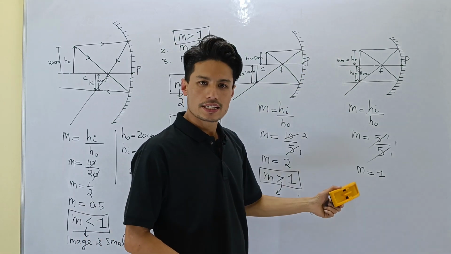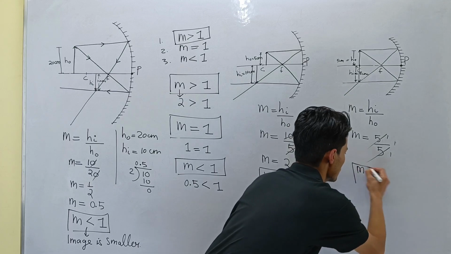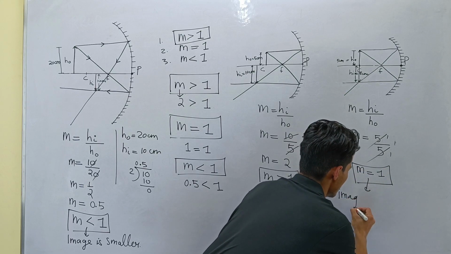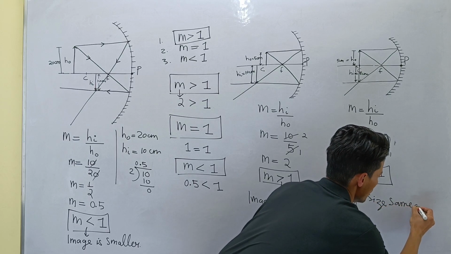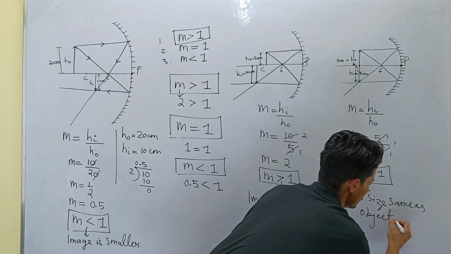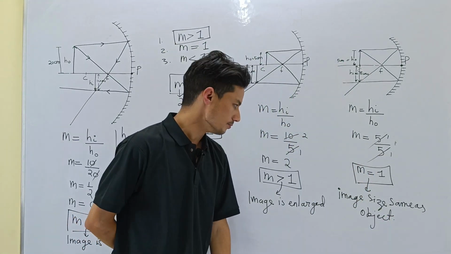So you will write same size as object. So here in this case you will write image size same as object. All right, so this is what you will write.